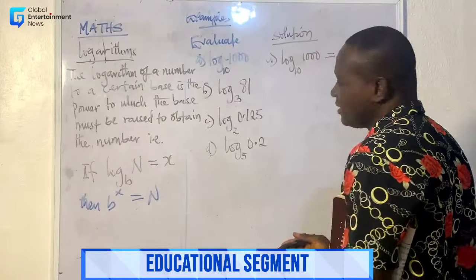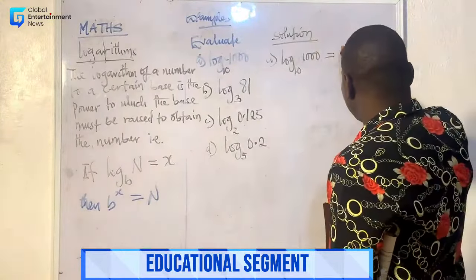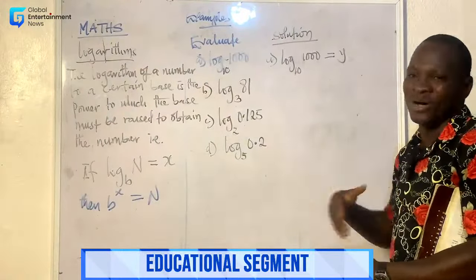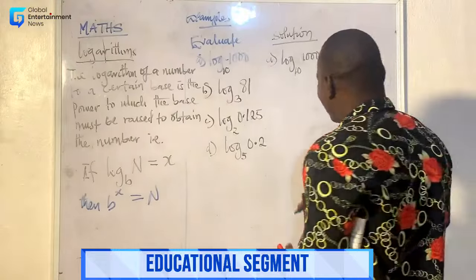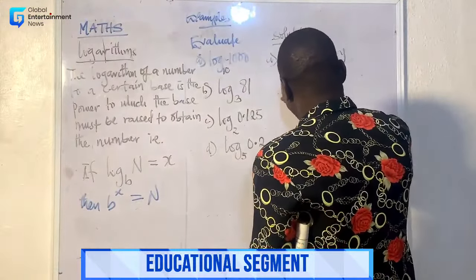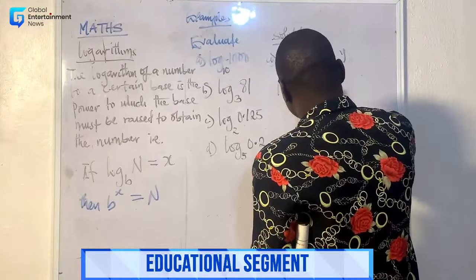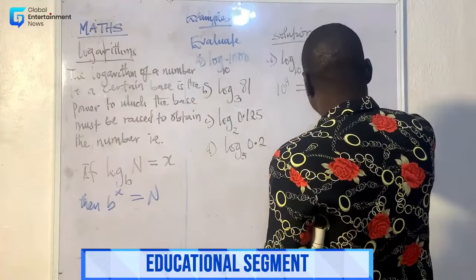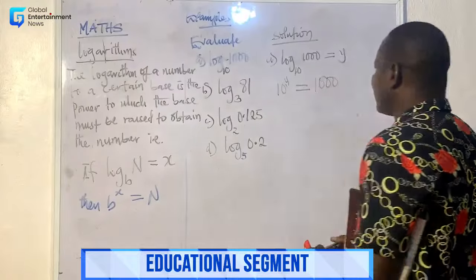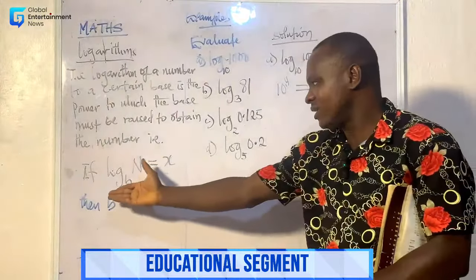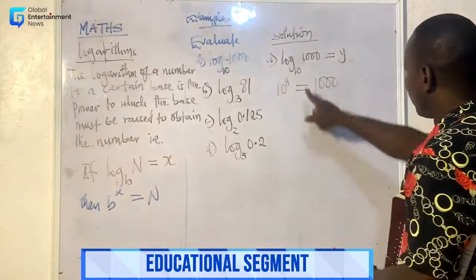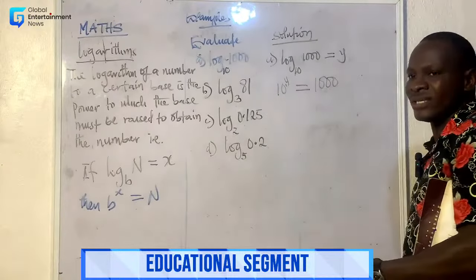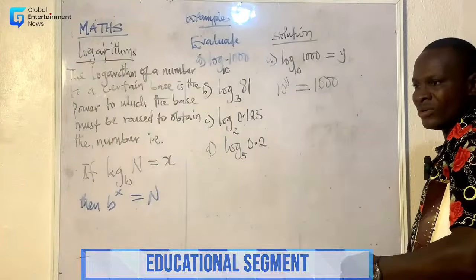Use any letter, equal to what? Okay, somebody say y. Y is equal to y. And remember, the base must be raised. Thank you very much. Definitely, we have 10 raised to power y is equal to what? 1000. Just like the illustration given here. So the base must be raised: 10 raised to power y is equal to 1000.